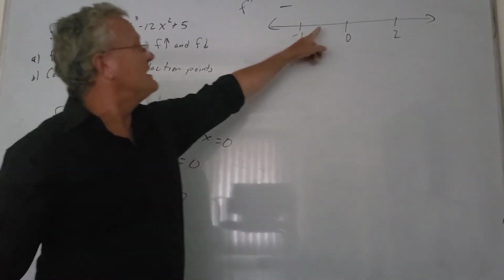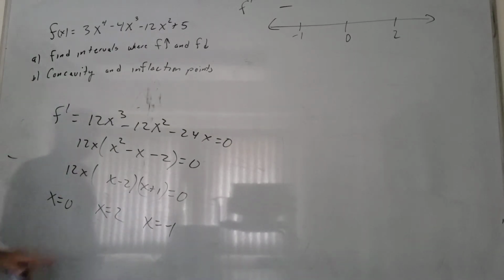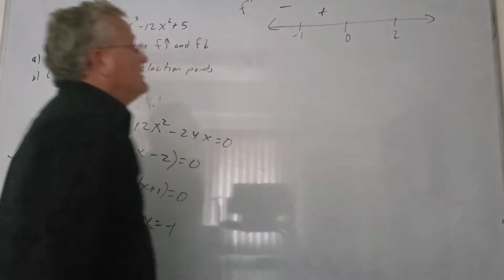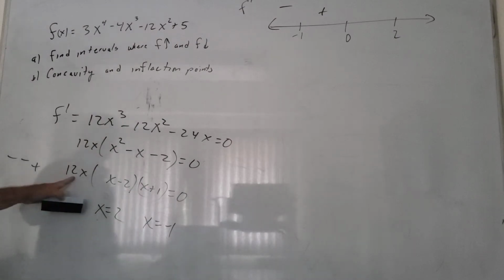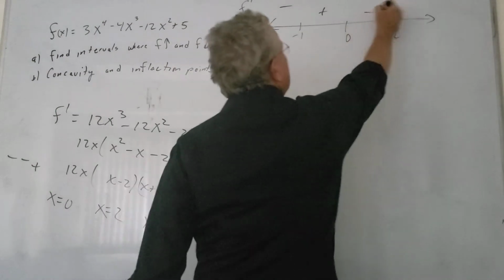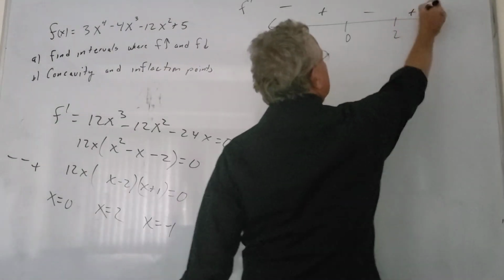If I pick negative 1/2, 12 times negative 1/2, a positive times a negative is a negative. Negative 1/2 minus 2 is a negative, but negative 1/2 plus 1 is a positive, and a negative times a negative is a positive, times a positive is a positive. Plug in 1: positive, negative, positive, multiplied is a negative. Plug in something bigger than 2, like 5, where all 3 are positives, and 3 positives multiplied is a positive.